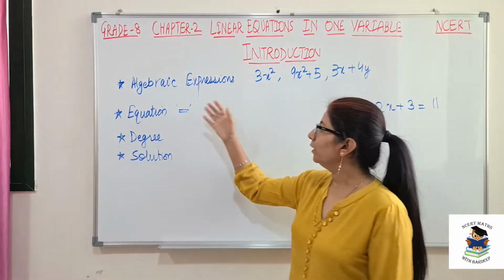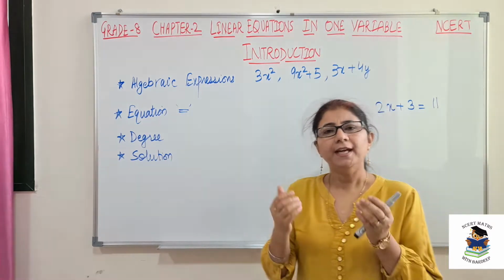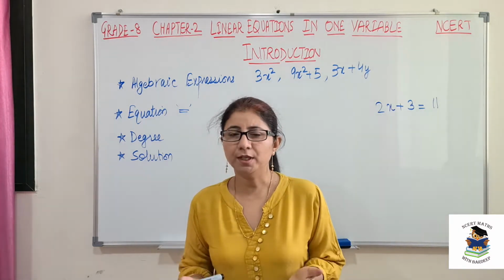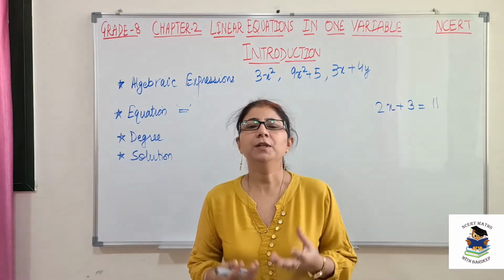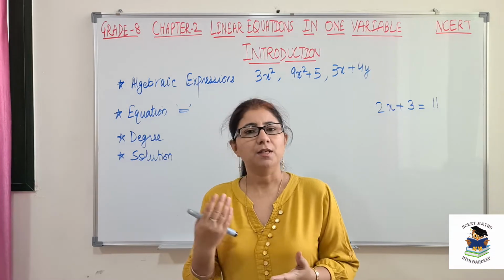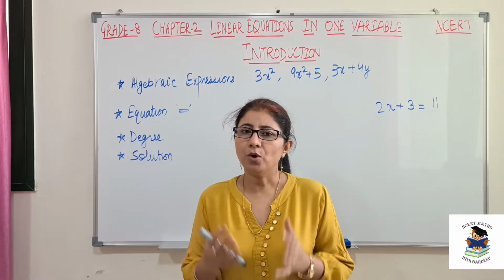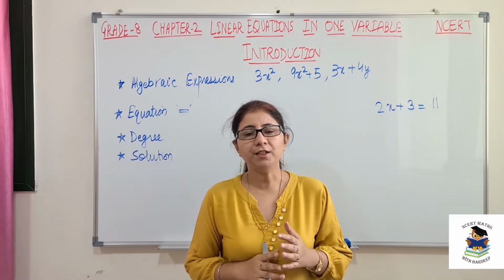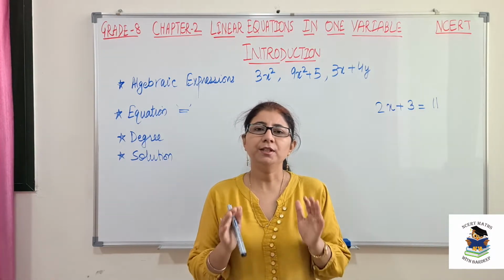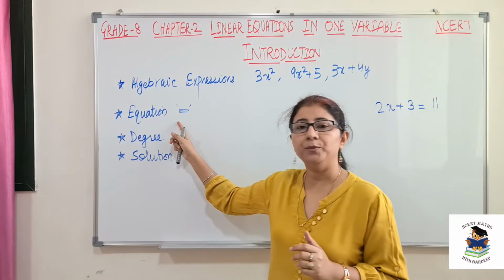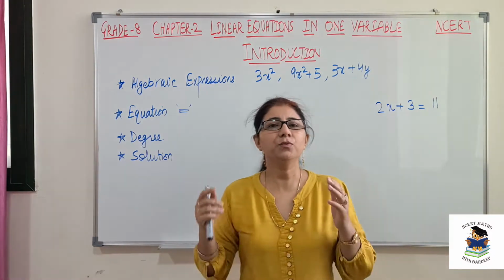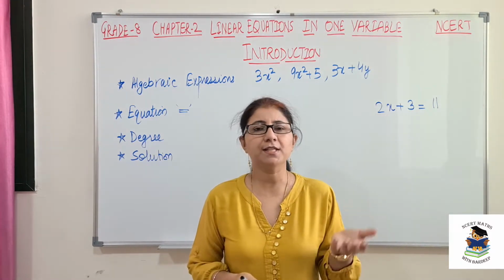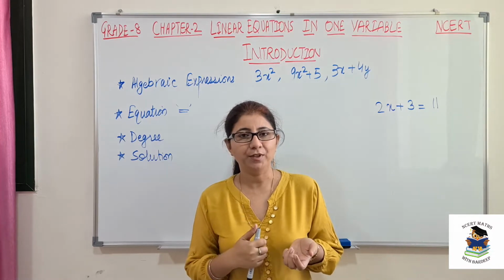But here, what is an algebraic expression? Any expression in which we have more than one term, or even one term, in which some variables are there, some constants are there, those are all algebraic expressions. So what is an equation? Any expression in which the equal to sign is present. That is, we have both a left hand side and a right hand side of an equation.